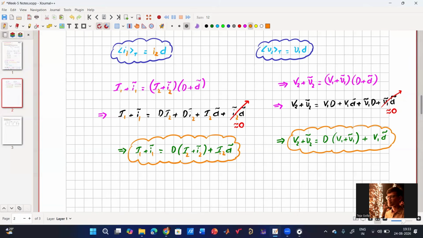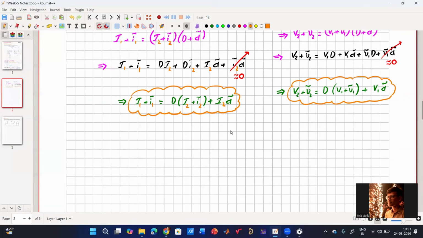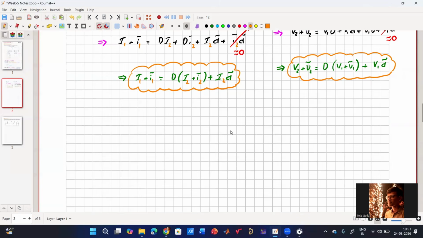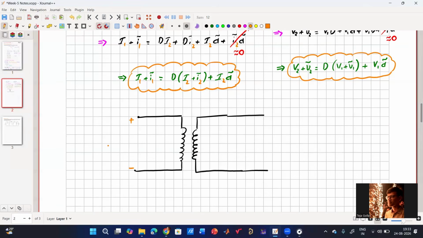Yeah, this I have realized based on the voltage and current relation. So how can we represent this? We can see that there is a transformer based relation. So what we will do is draw a transformer. The voltages are the same. So here I have plus minus V1 plus V1 tilde, and this is plus minus V2 plus V2 tilde. So V2 is D times V1 plus V1 tilde, right?